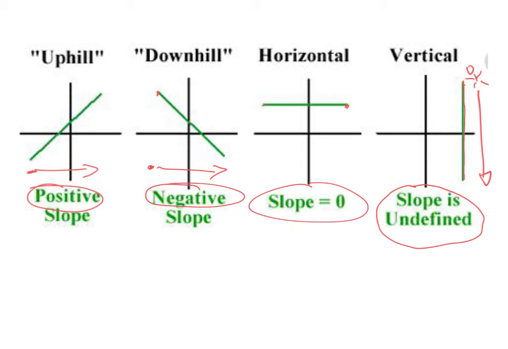The slope is considered undefined, not there. There is no uphill, there is no downhill. It's just straight down, like if you're jumping off a building. So definitely no slope. Slope is undefined.